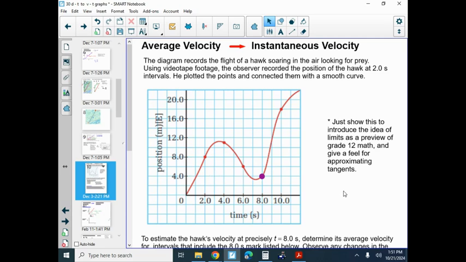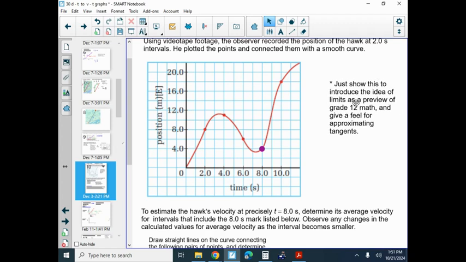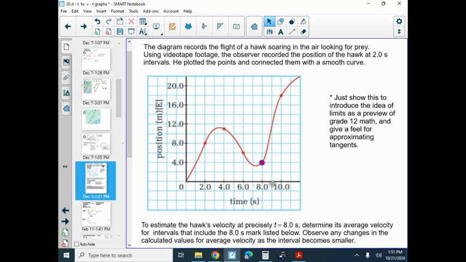Just a quick bit on this. So I note to myself here, I'm just showing this to introduce the idea of limits, which is a preview for grade 12 math and calculus and so on. So we have a position time graph.